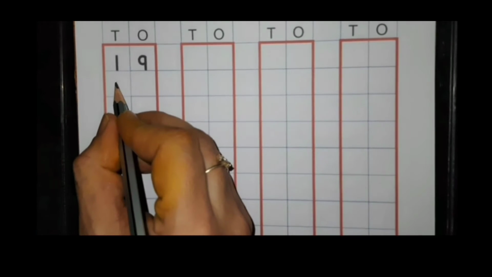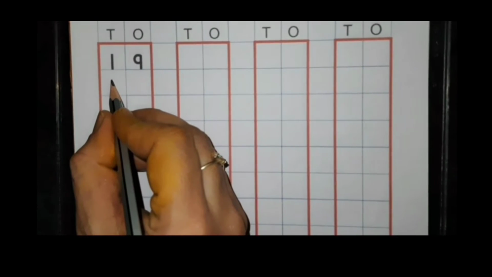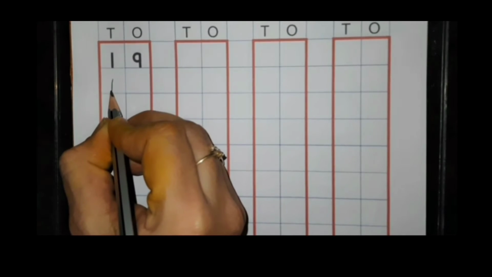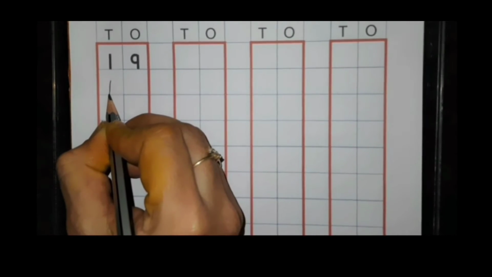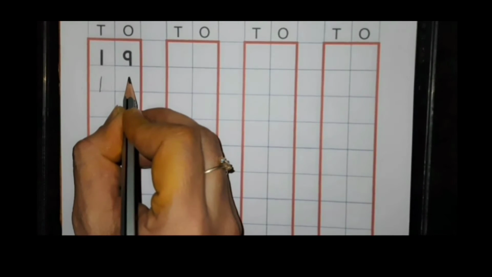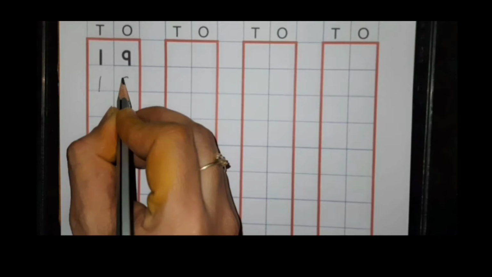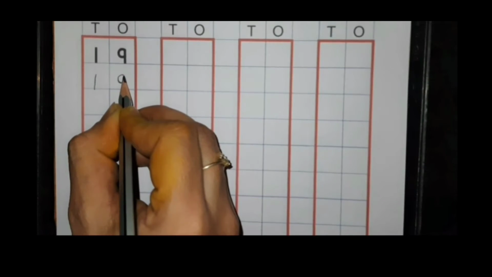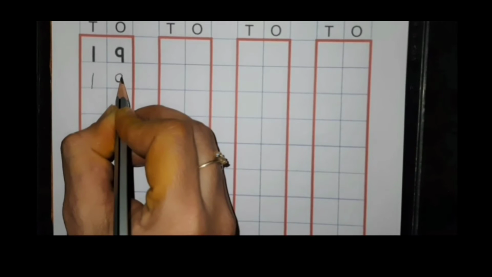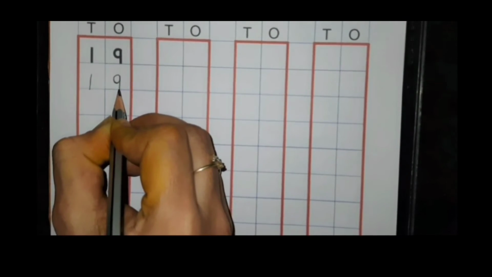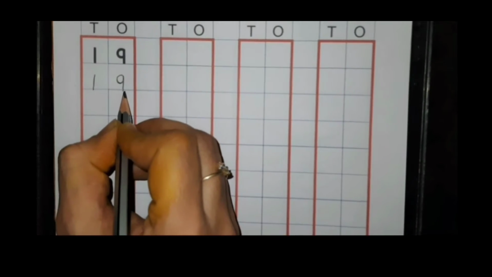For number 1, we will start from the middle. Standing line, touch the bottom blue line. Number 1. For number 9, we will start from the middle, C curve, go up, touch the curve and come down, standing, touch the bottom blue line. 19.